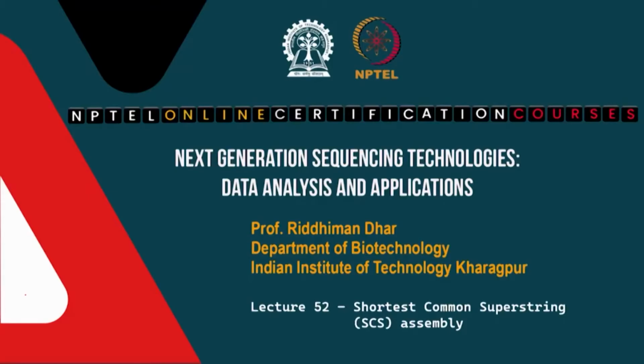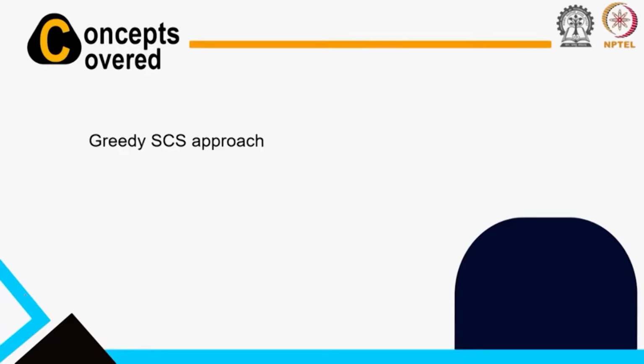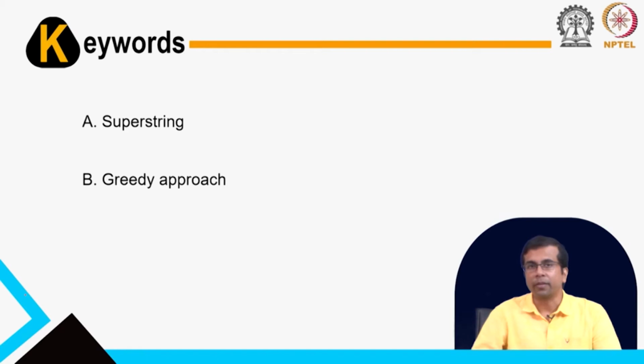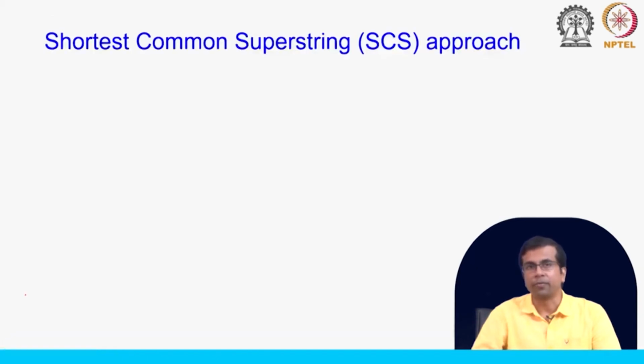In this class, we will talk about the shortest common superstring assembly and a solution for deriving the reference genome from the overlap graph. We will talk about something called a greedy SCS approach, which allows us to derive the reference sequence from the overlap graph. This is not an exact solution; it gives us an approximate solution, which may not be optimal or correct all the time. The keywords for this class are superstring and greedy approach.